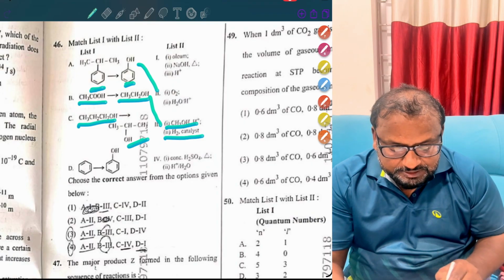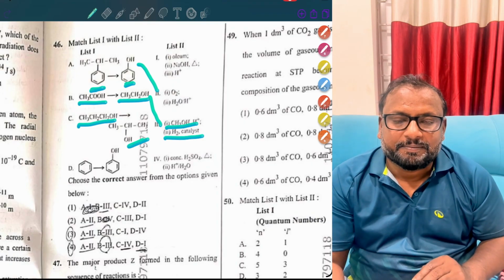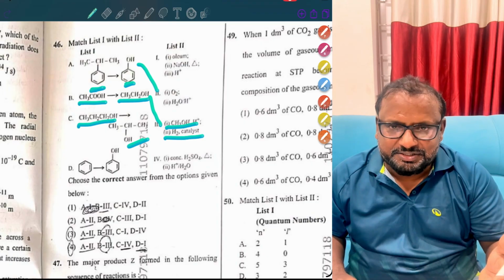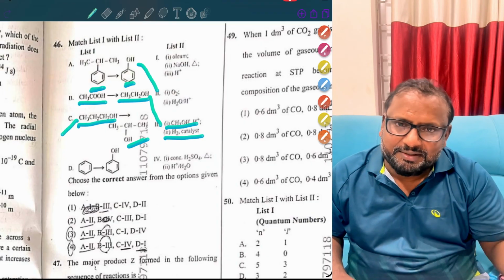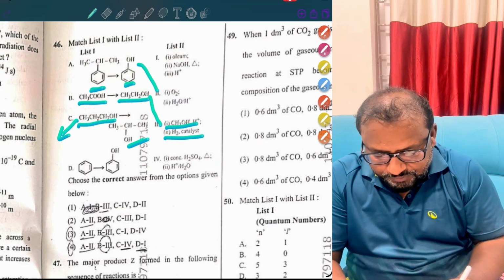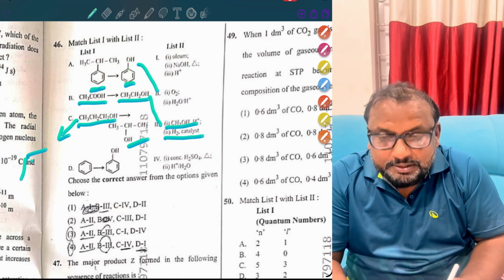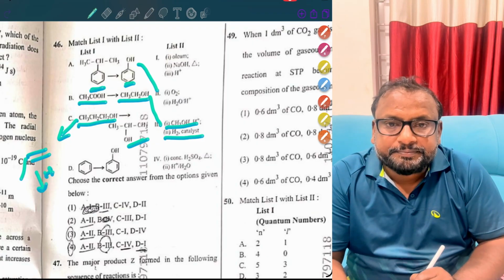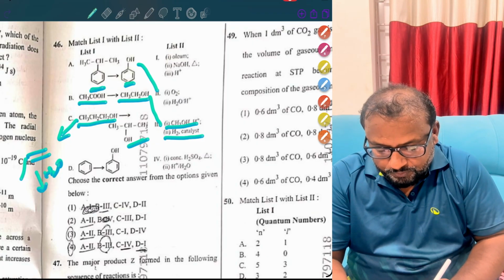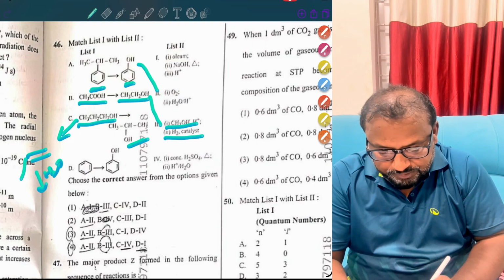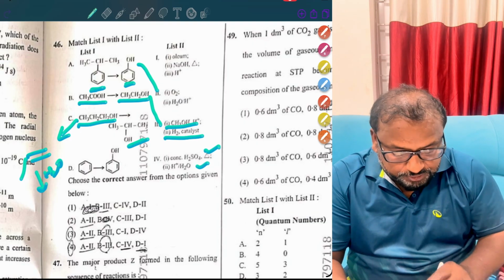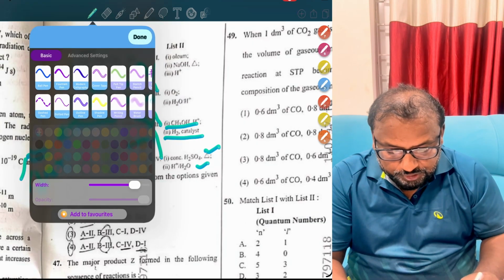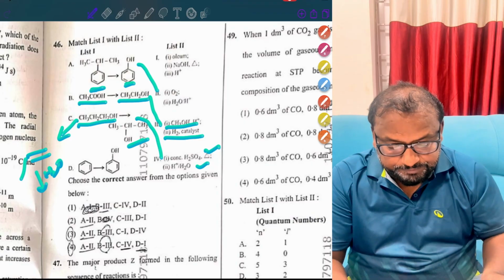Next, ethyl alcohol is converted to isopropyl alcohol. Ethyl alcohol can be converted to isopropyl alcohol by dehydration, where you get propene, then the addition of water. So when you treat this n-propyl alcohol, you get propene. This propene, when treated with water, gives you 2-propanol. So C should be done in presence of H2SO4 followed by H2O. So it should go with the fourth option. Right.